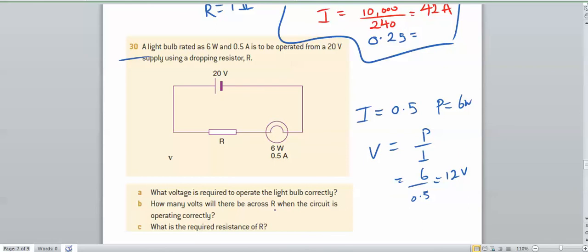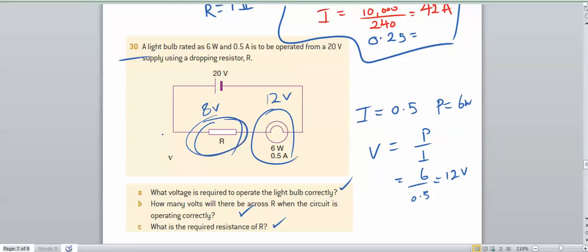How many volts will there be across a resistor when the circuit is operating correctly? Well, if there's 12 volts across here, then clearly we need 8 volts to be across here. So it's 8 volts. And what is the required resistance of R? Well, we know we've got 8 volts across there, and the current going through here is 0.5. So resistance is voltage divided by current. 8 volts divided by 0.5 amps is going to be 16 ohms.